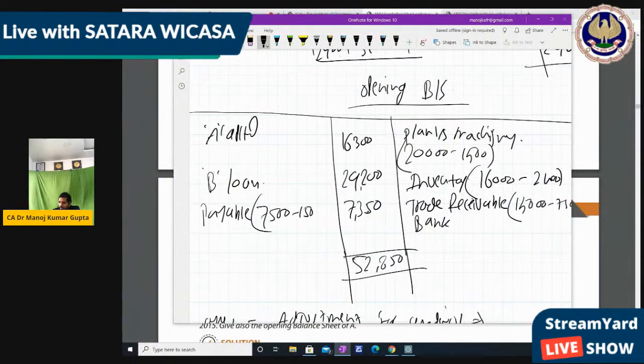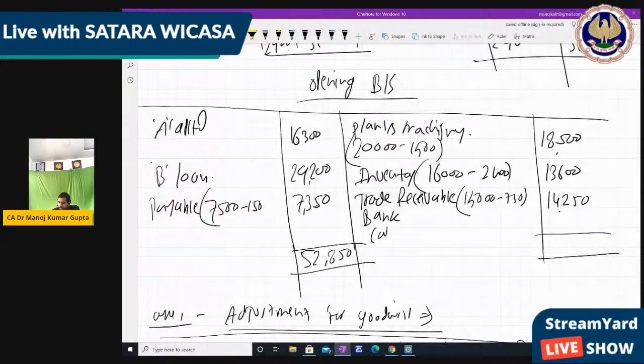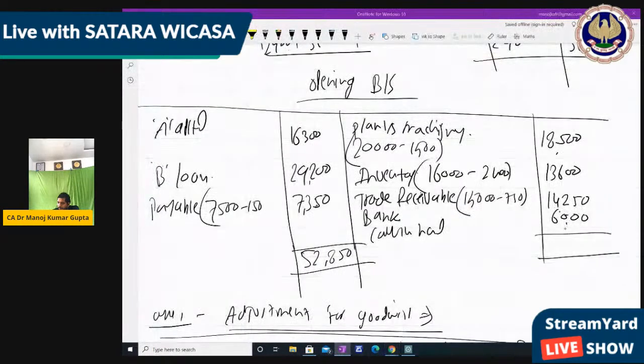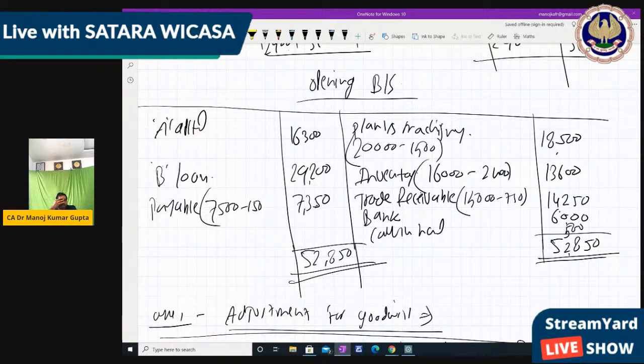Bank and cash in hand. 6,000 and cash in hand how much? 500. Plus 6,500, 52,850. 52,850 is the balance sheet total, right? Because in the question they had not mentioned anything for the cash and bank, so we write the same cash and bank balance as it is previous. Okay.